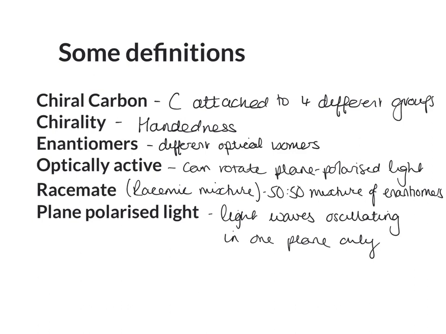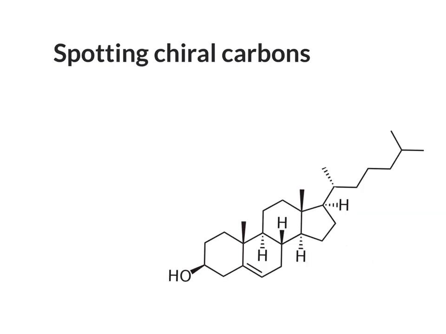And finally, plane polarised light just means light waves that are now oscillating in one plane only rather than in every direction. Okay, so something that you might be asked to do in an exam would be to spot chiral carbons. So I've deliberately chosen quite a complicated molecule here so that you realise how easy it actually is to spot chiral carbons. Now, if you remember, the important thing about chiral carbons is if they're not drawn in 3D, you can't tell that they exist. So you can't tell that there's optical isomers. So straight away, in this molecule, this is cholesterol, I would look for anything that's wedged or dashed.